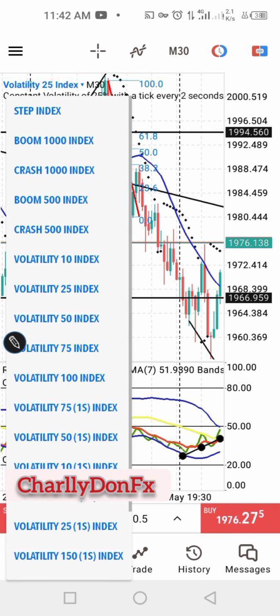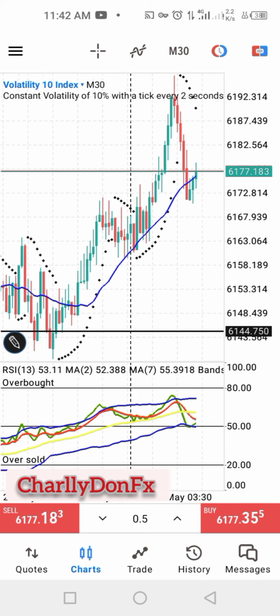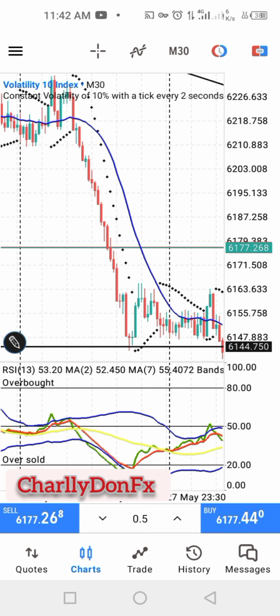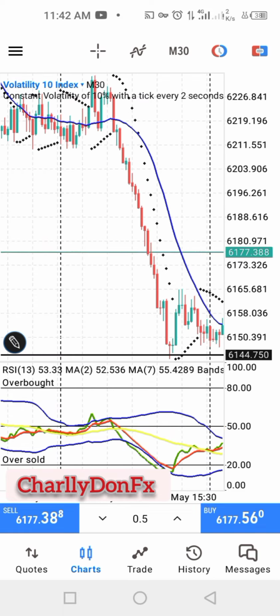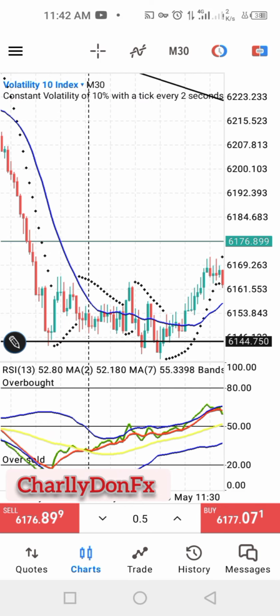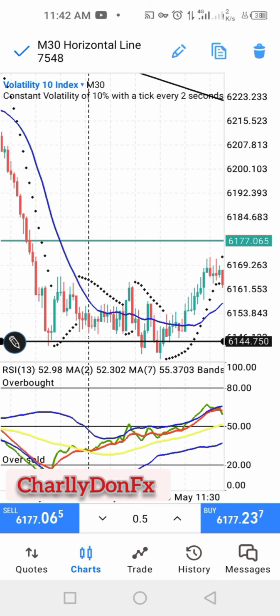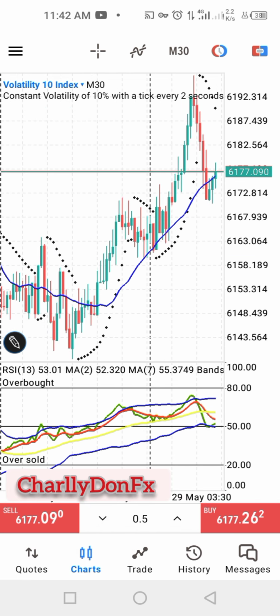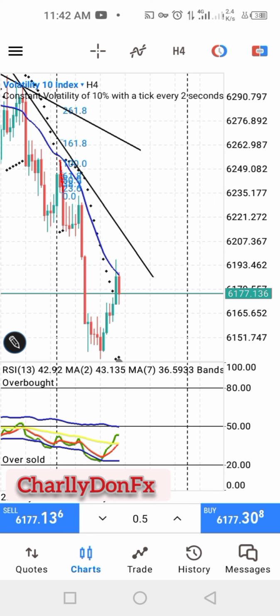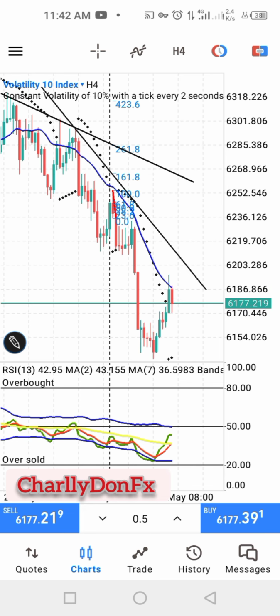So without wasting much time, guys, let's take volatility 10, for example. How does this strategy work? That's the first thing. We'll take off every trend line and start from scratch. I'm starting from scratch to explain this strategy because I want you guys to really learn.